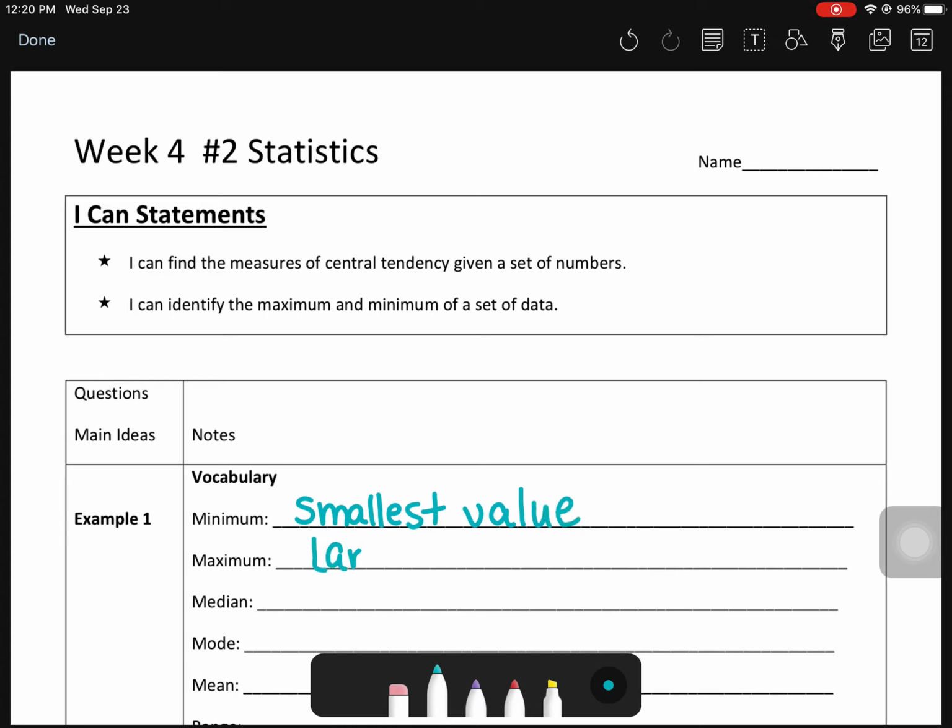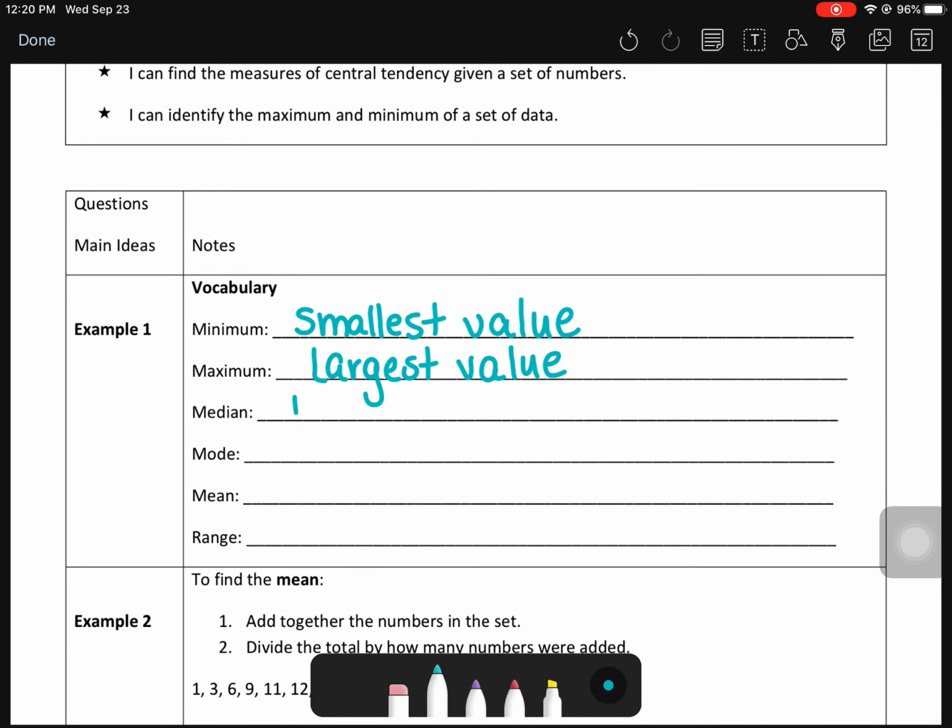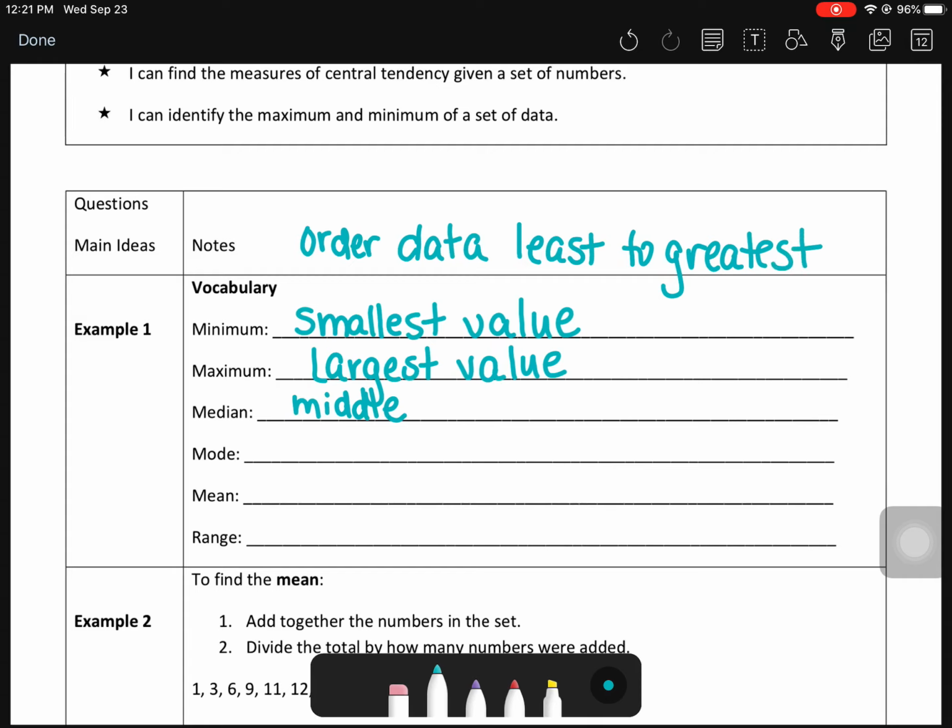Maximum is our largest value. The median is the middle. And when we are doing these statistics, we want to make sure that we order the numbers, which is called our data, from least to greatest. And that's how we know for sure which number is the smallest, the largest, and which number is in the middle. The mode is the one that occurs most often.